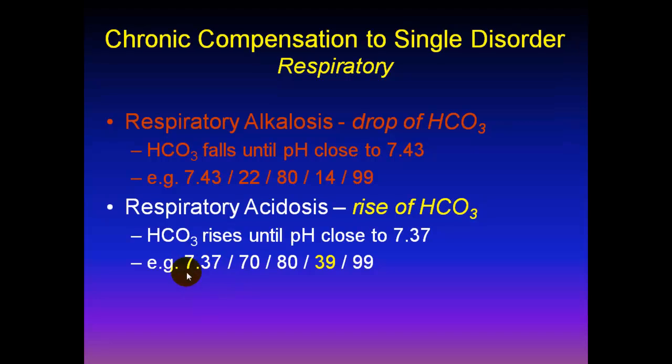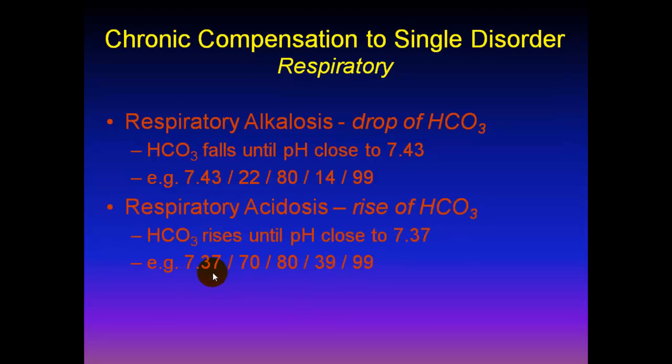Here's an example. 7.37, slightly acidotic. PCO2 is very high at 70. The bicarb has gone up just enough to make the pH come almost back to normal. This is an example of a chronic compensated respiratory acidosis.